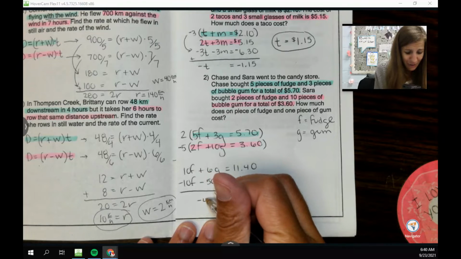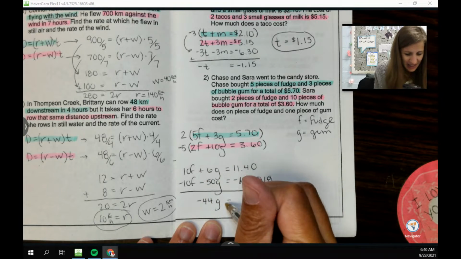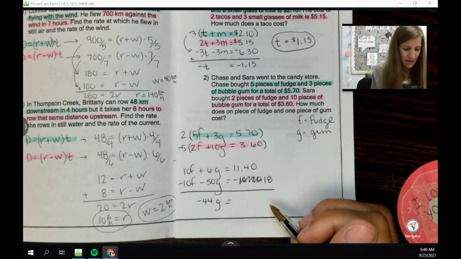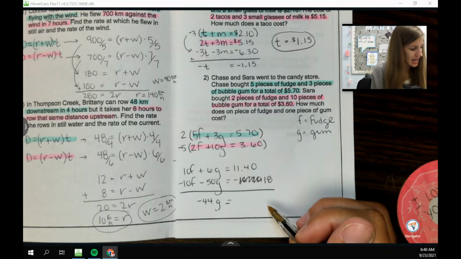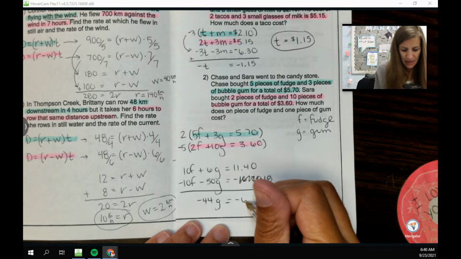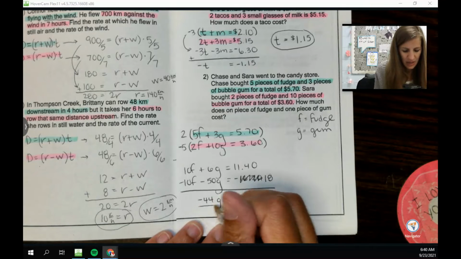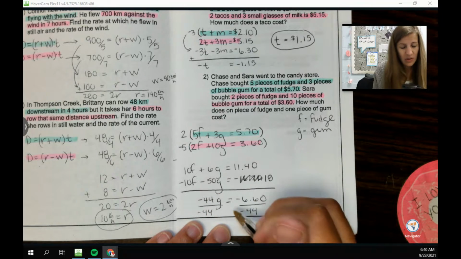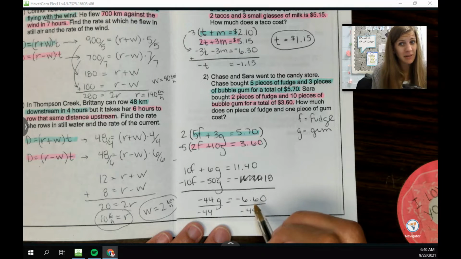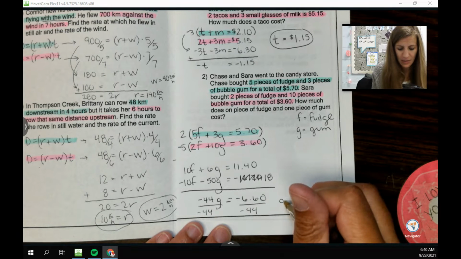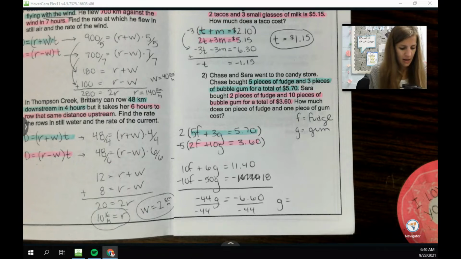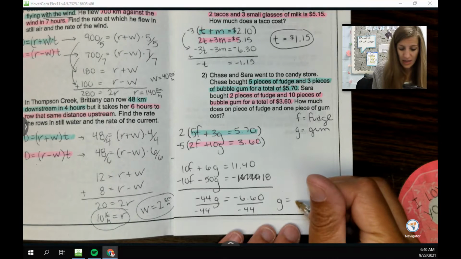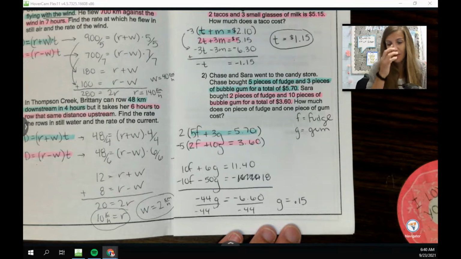I'm going to have -44g equals, so the 1140 minus the 18 is going to be -660. And so then we'll divide by -44, which I was a little bit concerned because that was like a real big negative number, but the negatives will divide out, so I will end up with a positive price for the gum. It's 15 cents for each gum. And that kind of makes sense.